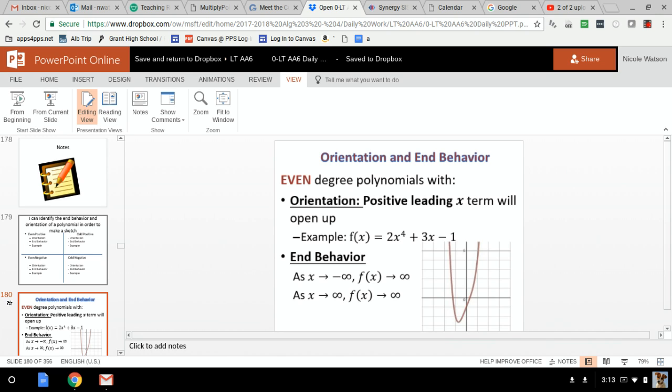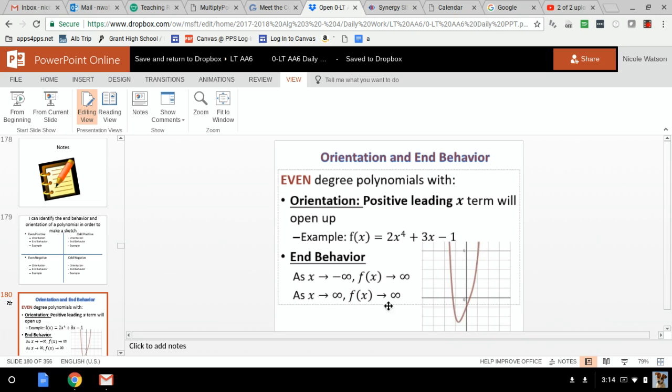If we have the orientation of a positive leading x term, these polynomials will go up on both sides. For example, this right here, this leading coefficient is positive, so both ends go up. We're also going to describe our end behavior. And you're going to want to memorize these end behaviors right here, okay? Because it's very important. It says, as x approaches negative infinity, f of x approaches infinity. That means when I start here at 0, if I'm going to the negative side, my y values, or my f of x, are approaching the positives.